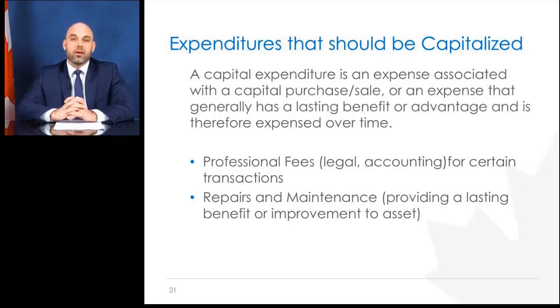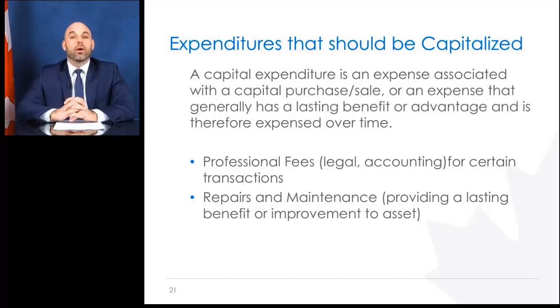Repairs and maintenance. A current expense would be restoring an asset to its original condition. A capital expense would be purchasing a new asset or improving an existing asset to provide a lasting benefit. For example, repainting a wooden building is a current expense, whereas replacing a wooden exterior with vinyl siding is a capital expense.